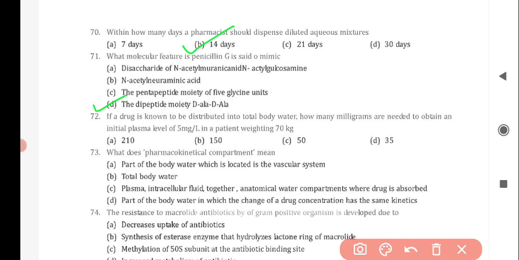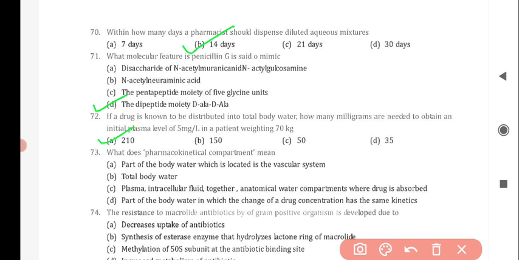Next question is, if a drug is known to be distributed into total body water, how many milligrams are needed to obtain an initial plasma level of 5 mg per liter in a patient weighing 70 kg? So the correct answer for this question is 210.